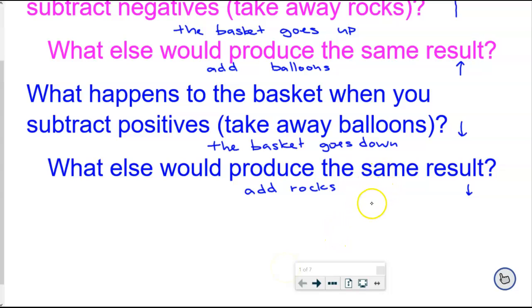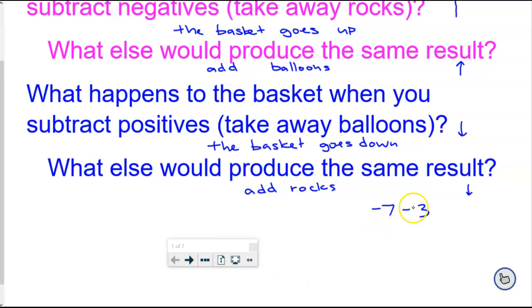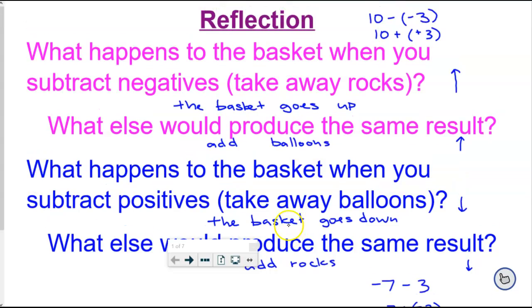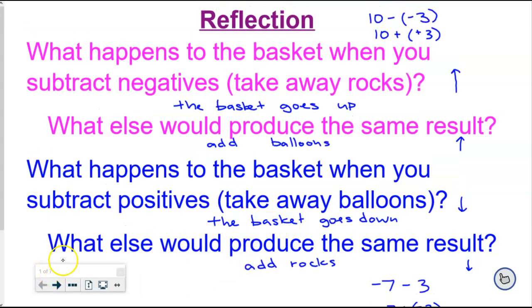That means if I have a problem like this, think about how we'd have to model it. 7 rocks take away 3 balloons. Oh no, there's no balloons in the basket, right? It takes a lot of work. But we could just change this. Instead of taking away balloons, we can change it to an adding rocks problem. And then it becomes 7 rocks plus 3 rocks. What's 7 rocks plus 3 rocks? 10 rocks, right? Rocks plus rocks is more rocks, so it's a lot easier to handle. So we don't always want to make the changes, but we can make the changes. And that's what today is all about.